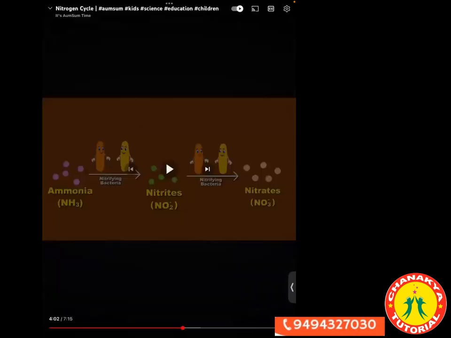So this is the process of how it works. Atmospheric nitrogen will be converted into ammonia with the help of rhizobium bacteria, and then this ammonia will be converted into nitrites, and then nitrites will be converted into nitrates. Like this, the difficult compounds will be broken down into the simple form, and this simple form will then be used by the plants and the animals.